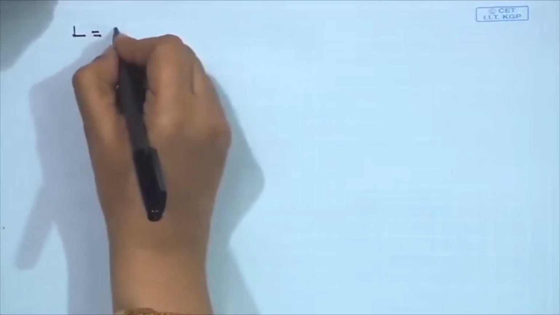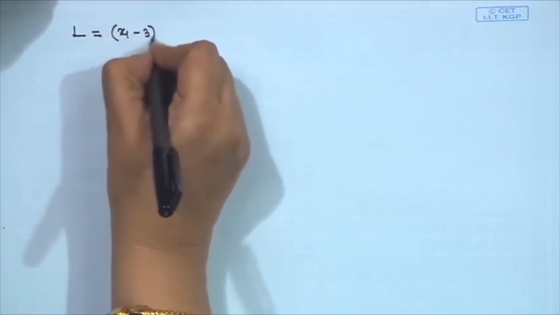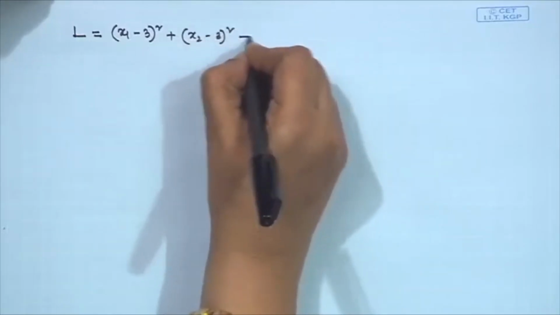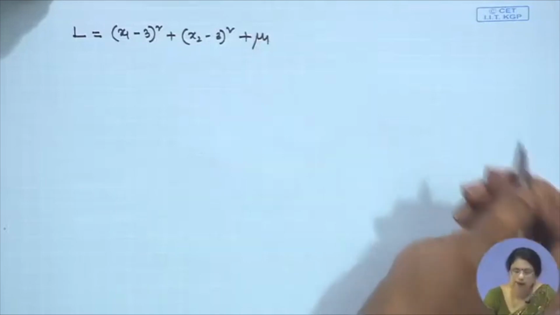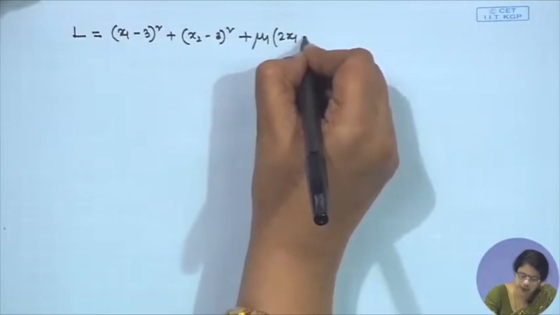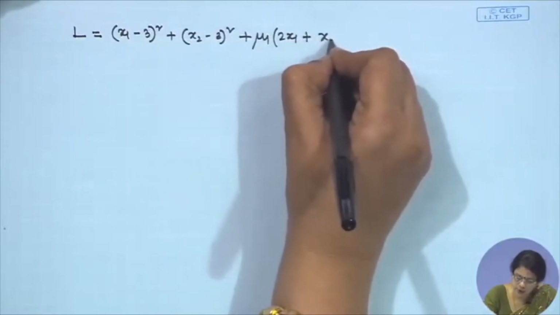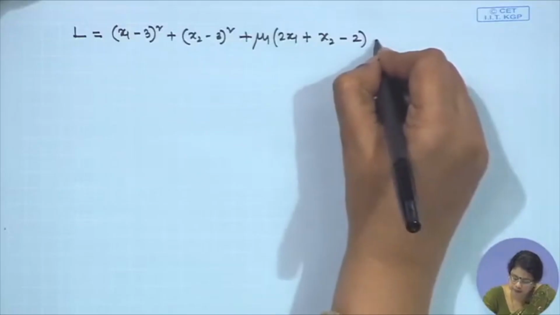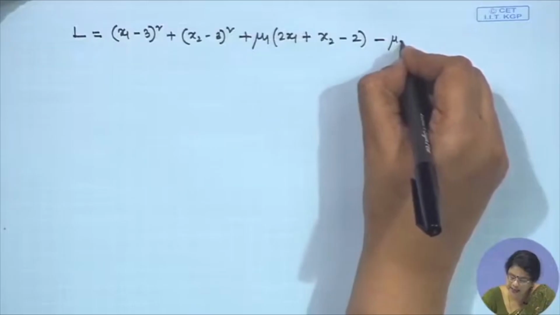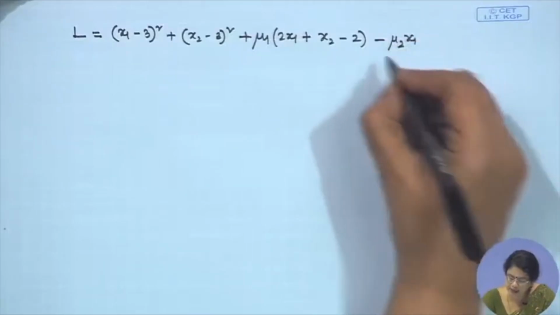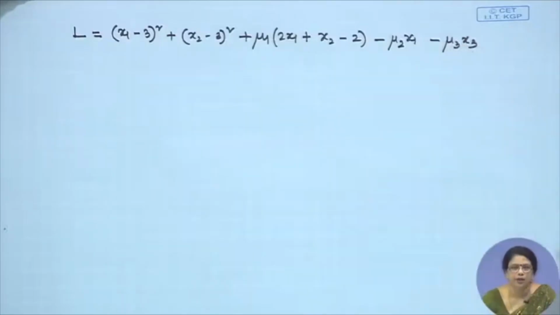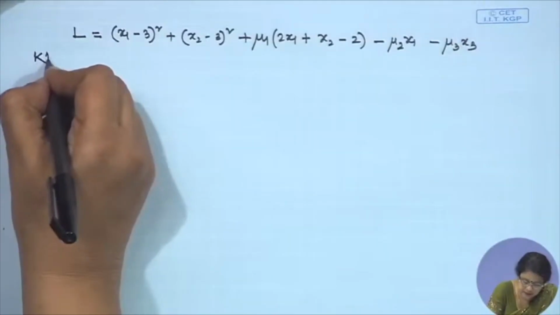L is equal to f, x1 minus 3 whole square plus x2 minus 3 whole square, plus the first KKT multiplier mu 1 into 2x1 plus x2 minus 2, plus mu 2, the Lagrange multiplier, KKT multiplier, minus mu 2 x1 minus mu 3 x2. Now, let us get the KKT conditions.